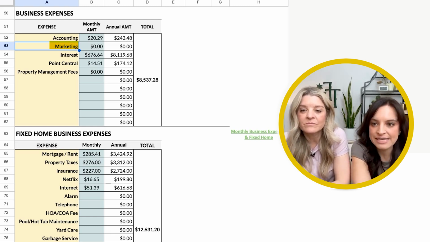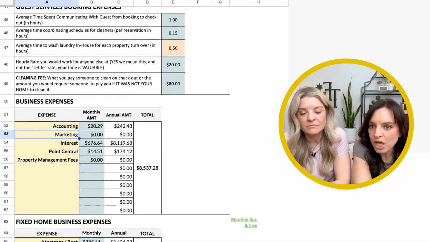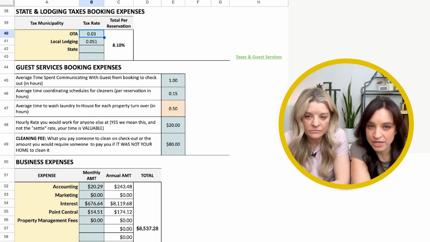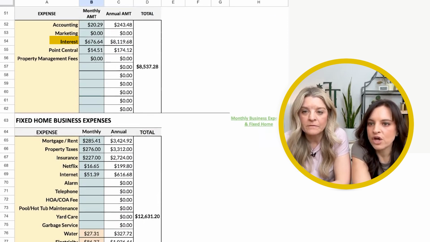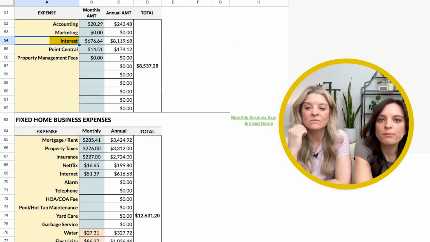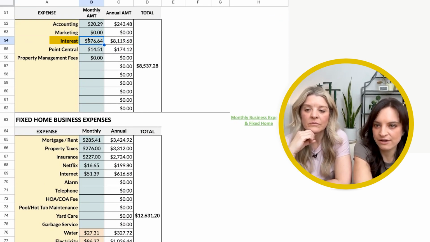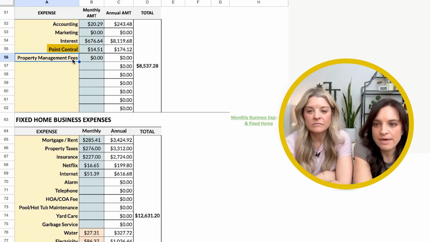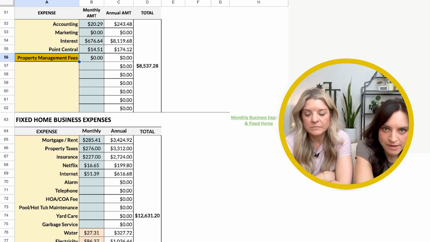I actually didn't put anything here. Why? Because I know a lot of you are really just on Airbnb and you pay that host fee. And so that's kind of like your marketing fee, right? All right. So the interest you pay for your property, for your mortgage, right? So that's what this fee is here. Point Central is our smart lock automation software. And then we manage this property ourselves, so there's no property management fees here, right?